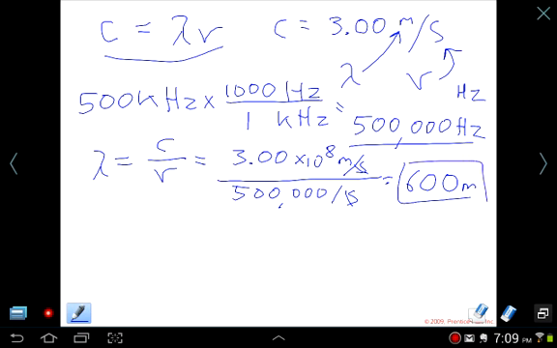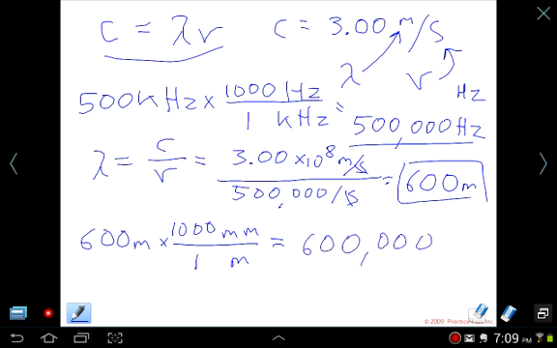Now they wanted the answer in millimeters, so we'll have to convert from meters to millimeters. So we got ourselves 600 meters. We'll convert from meters to millimeters. Recall that a millimeter is 1,000th of a meter, so a meter has therefore 1,000 millimeters. Effectively, we're multiplying by 1,000, which gives us 600,000 millimeters.